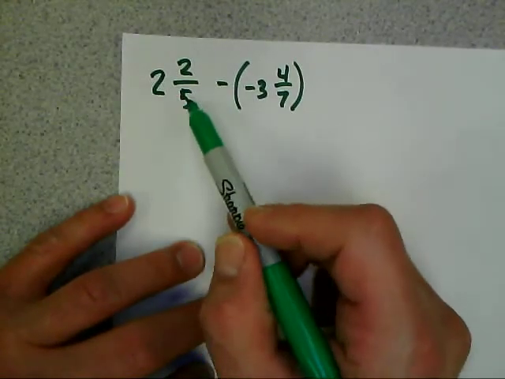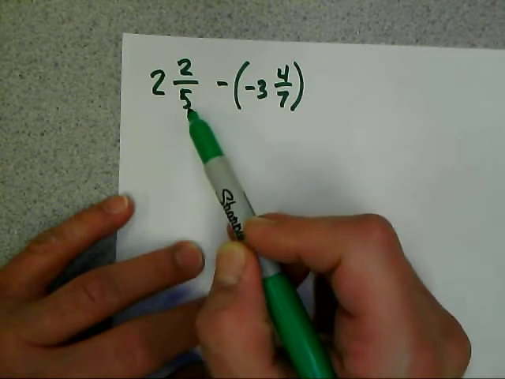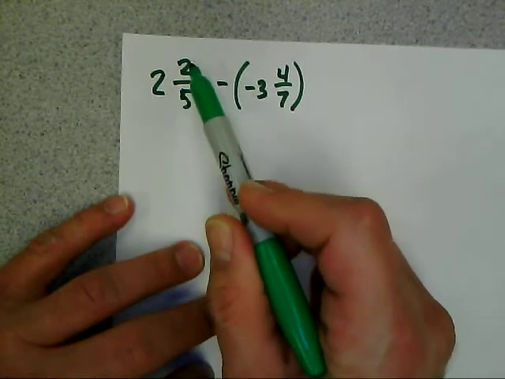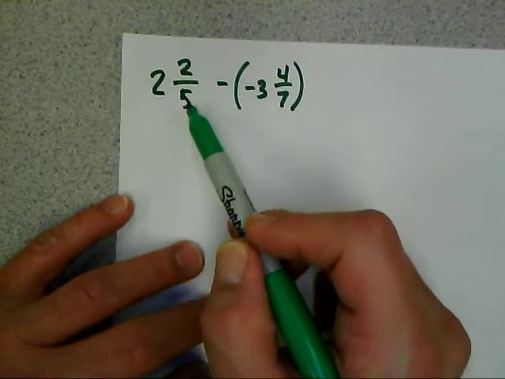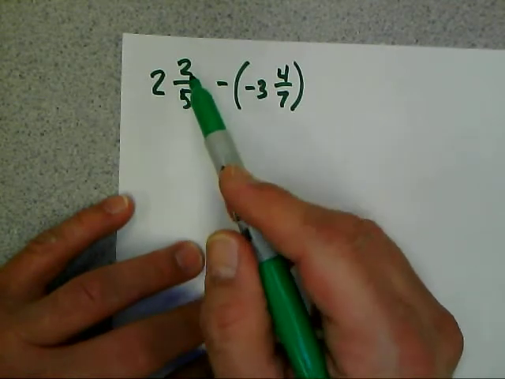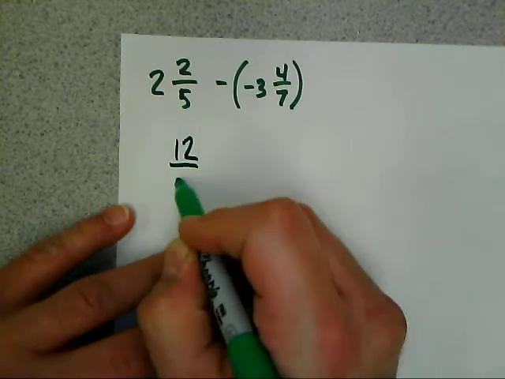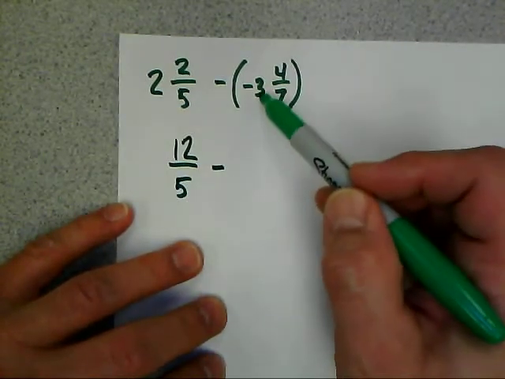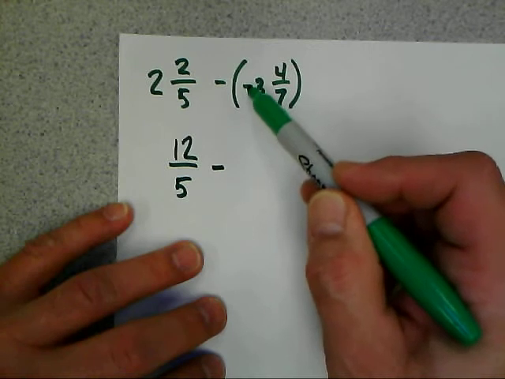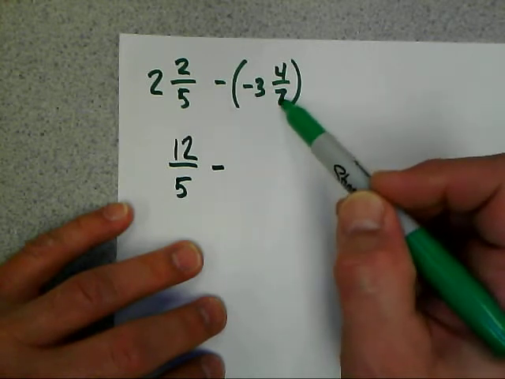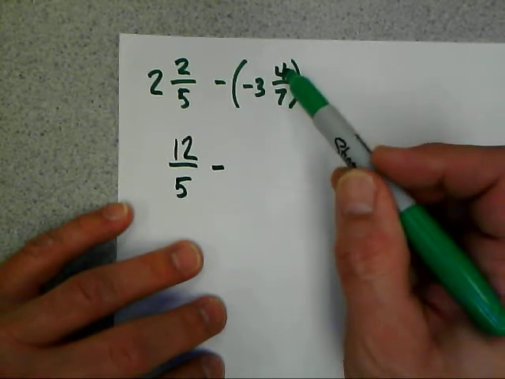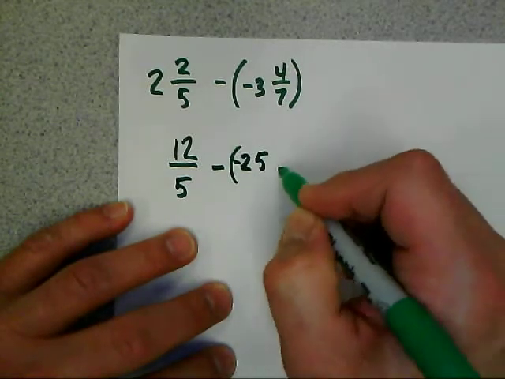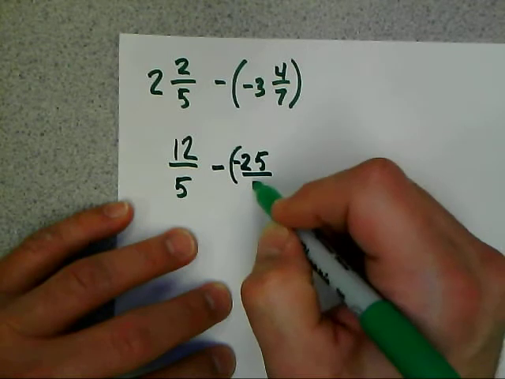We're going to change these mixed numbers into improper fractions. So 2 times 5. We take the whole number times the denominator and add the numerator. So 2 times 5 is 10, plus 2 is 12. So 12, and we'll keep the denominator the same with the minus there. Here, we're going to do 3 times 7. We're going to hold off on the negative till the end. So 3 times 7 is 21, plus 4 is 25, and that'll be negative 25 over, we keep the same denominator.